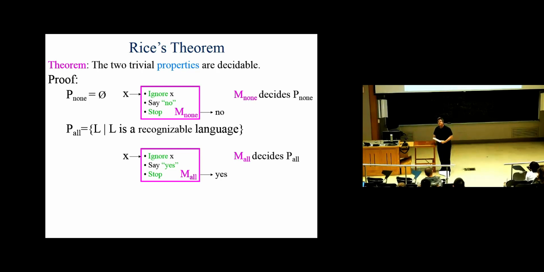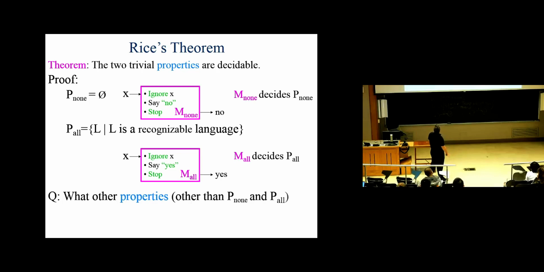Okay. So it's easy to decide these two trivial properties. Right? The deep question is, what other properties, other than these two trivial ones, the property that contains none of the languages and the property that contains all the recognizable languages, which ones of the other ones are decidable? And there's an infinite number of other ones, right? How many see there's an infinity of other properties?